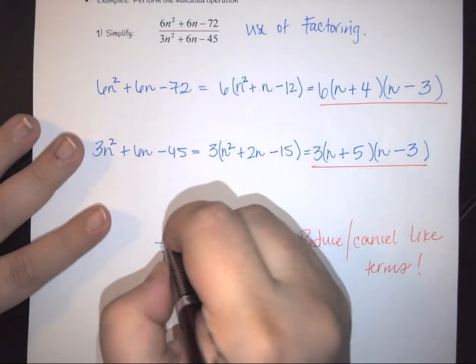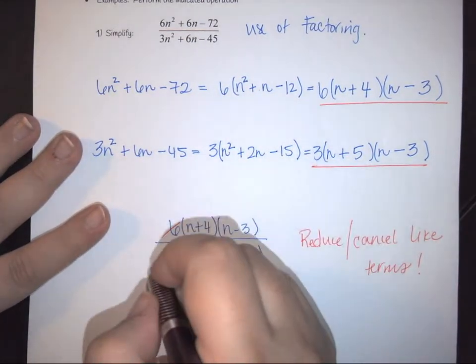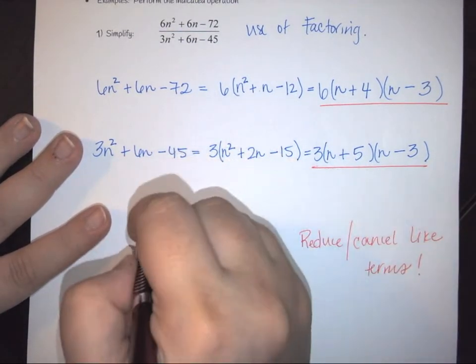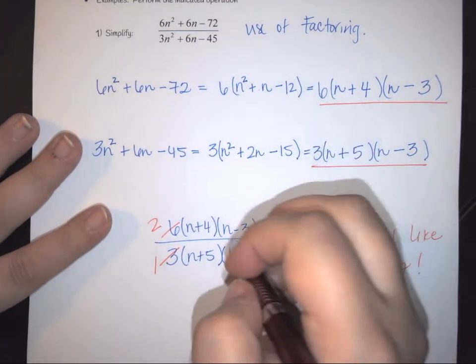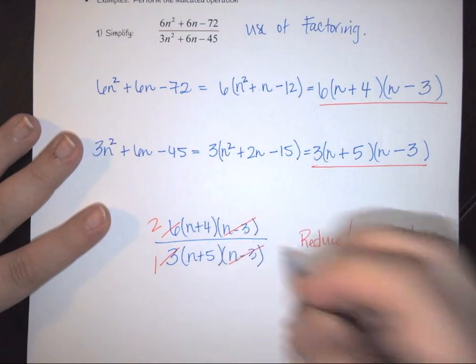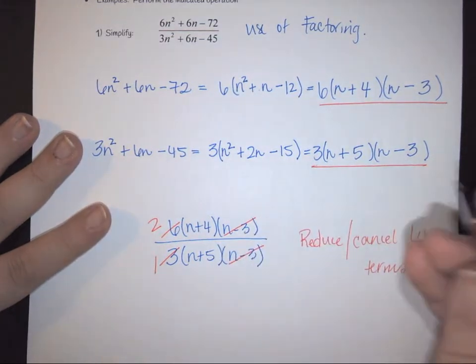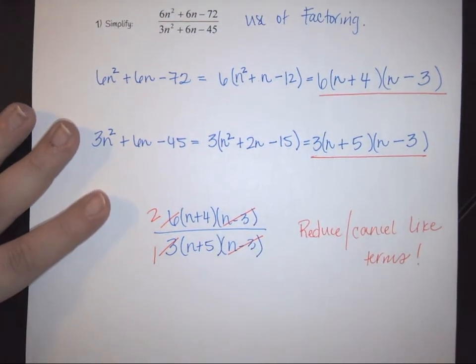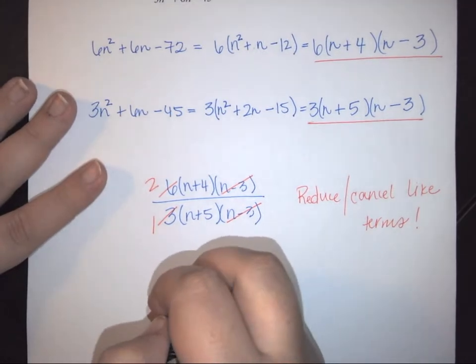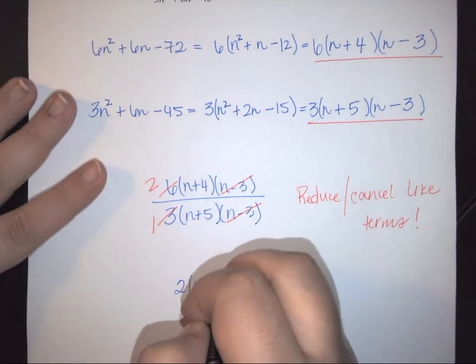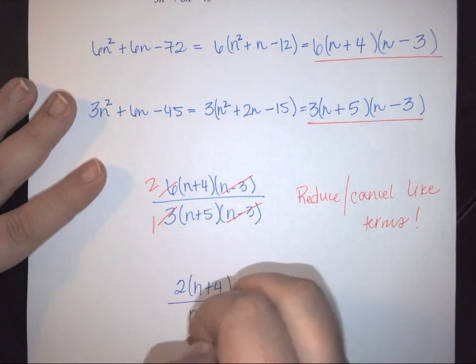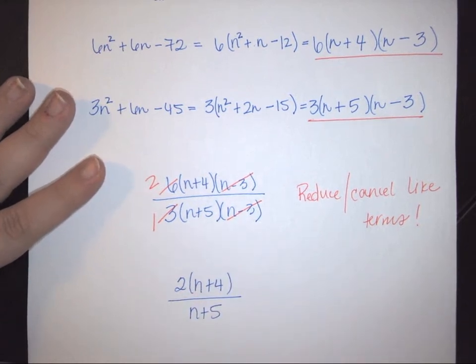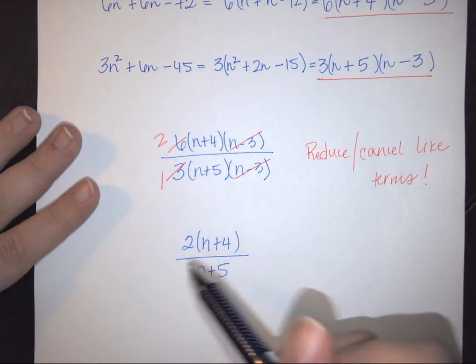So here I know 6 and 3 reduce. 3 becomes a 1, the 6 becomes a 2. I also know that I have n minus 3 on top and n minus 3 on the bottom, so those can cancel and go away, which is going to leave me with 2 times n plus 4 all over n plus 5. So that would be as far as you need to go.